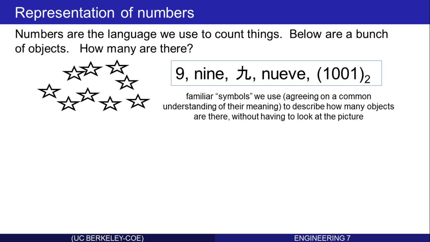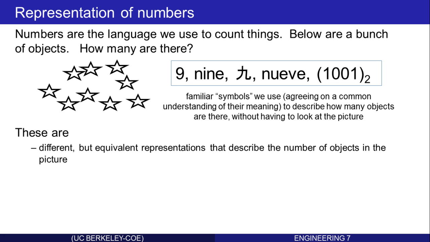These really, at the core, are just familiar symbols that we use, agreeing on a common understanding of their meaning, to describe how many objects are there in that figure, without having to look at the figure once we've counted up the objects. But in a sense, these are just pictures as well. They're just representations that we've become so familiar and comfortable with. For me, the first two especially. So these representations on the right are different but equivalent representations that describe the number of objects in the picture.